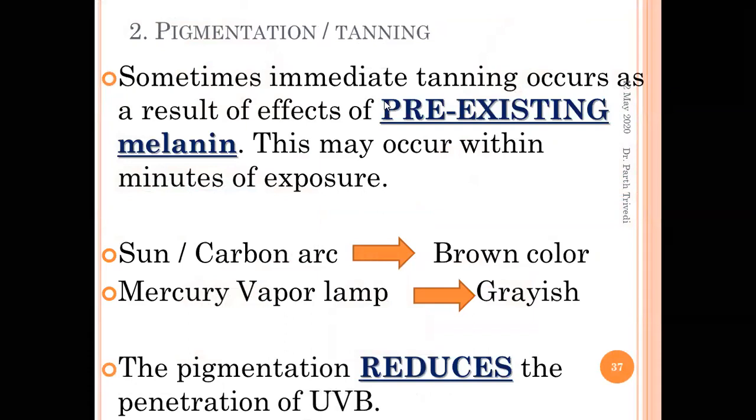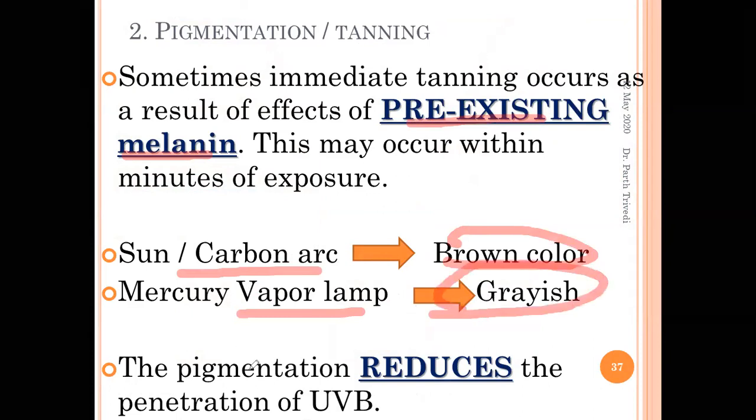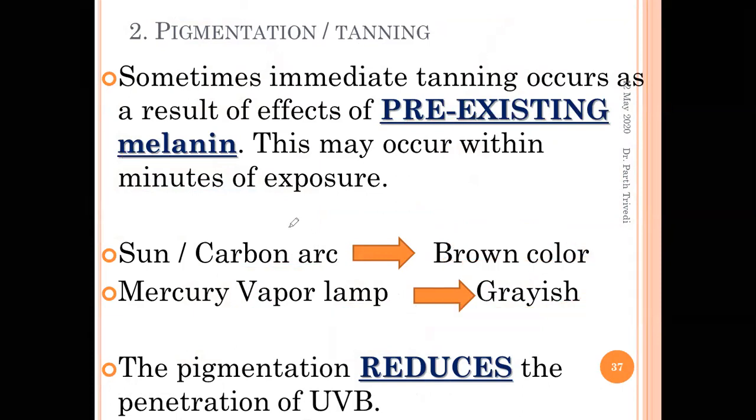Pigmentation is generally because of pre-existing melanin. Sometimes immediate tanning occurs because of pre-existing melanin. If you are using sun alpine lamps or carbon arc lamps, the color is brown, and in mercury vapor lamps it is a grayish color. The pigmentation reduces the penetration of UVB. That's the physiological effect.